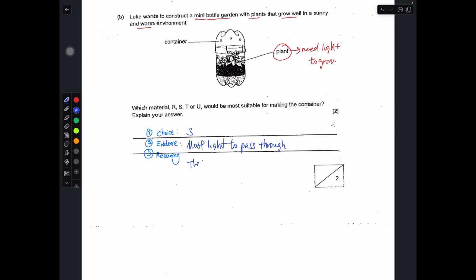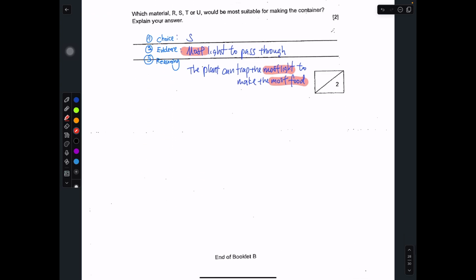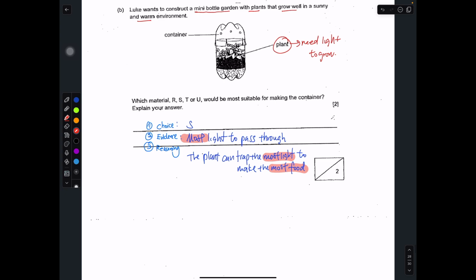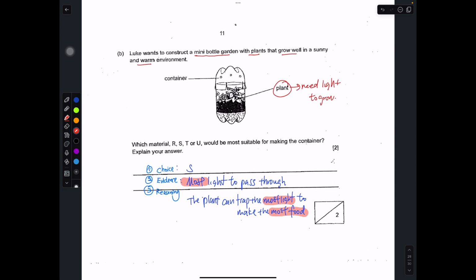So the plants can trap the most light to make the most food. Okay, recall the function of plants. Trap the most light to make the most food. Therefore, the plants will be able to grow well. So I think this is the end of the section. Okay, thank you very much.